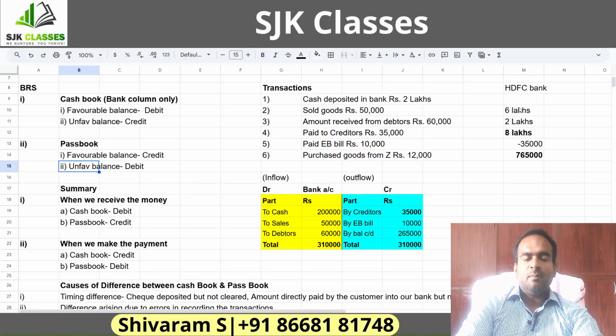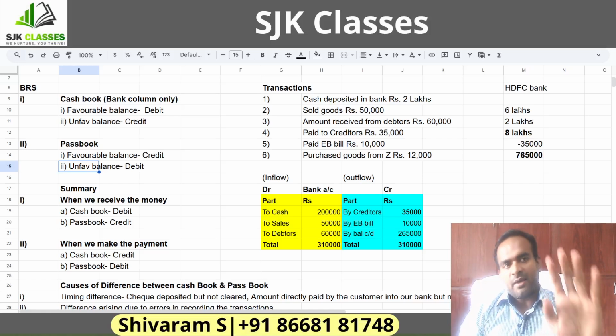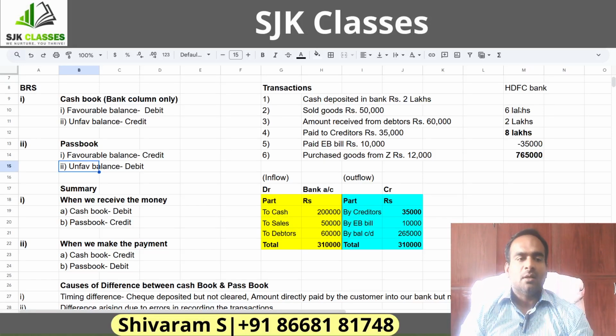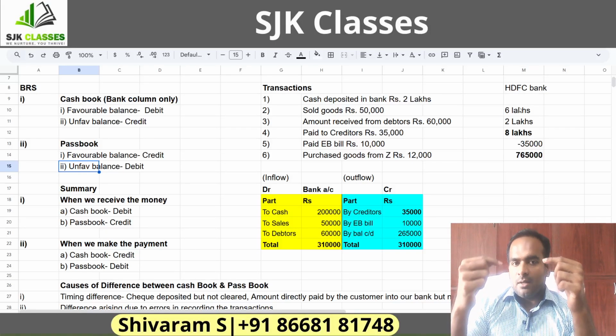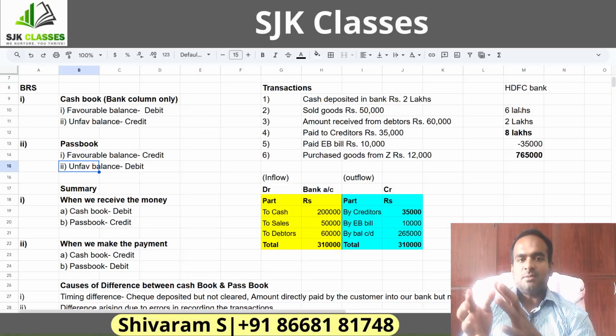So unfavorable balance means in the passbook, it will be shown on the debit side, but in the cash book, it will be shown on the credit side. That's why you have this discrepancy between debit and credit. So favorable: cash book is debit, passbook is credit. Unfavorable: cash book is credit, passbook is debit. The logic should be clear to everyone.